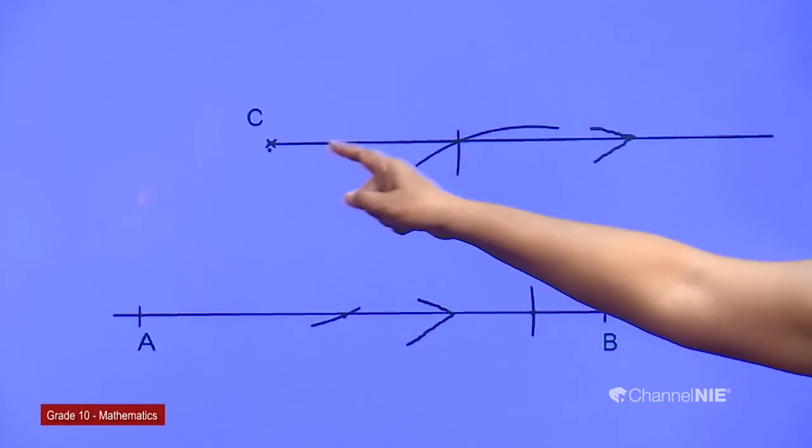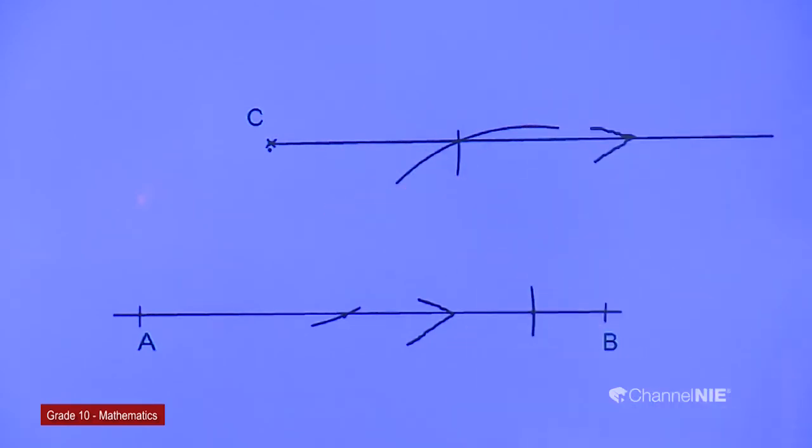So, we can join that line. So, that line is parallel to AB line. It is like the 3 points method.